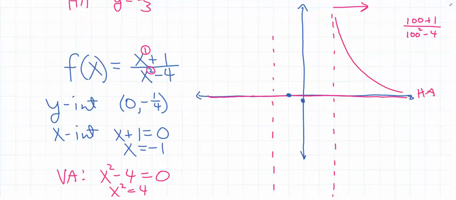Now we could do the same thing to the left. Way over here, we could say, well, let's pick negative 100. So we have negative 100 plus 1 over negative 100 squared minus 4. Well, the top is negative, but the bottom is positive, so that's a negative, so the graph is down here.